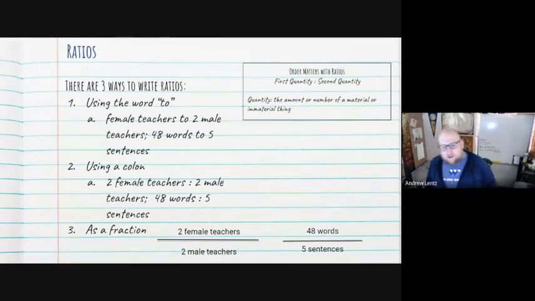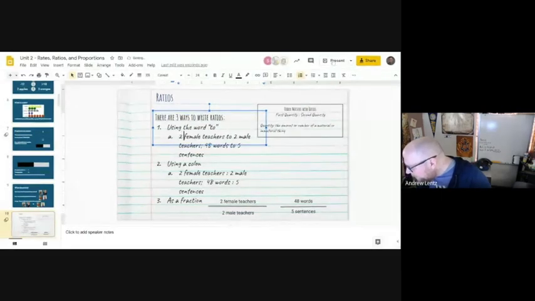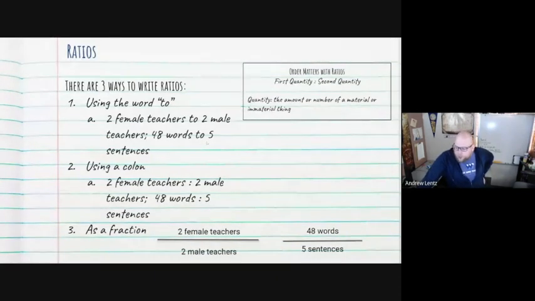The first way that you can do this is you can use the word to. T-O. 2 female teachers to 2 male teachers. Oops. Typo. There we go. No typo. 2 female teachers to 2 male teachers. Or 48 words to 5 sentences. I'm using the word to.